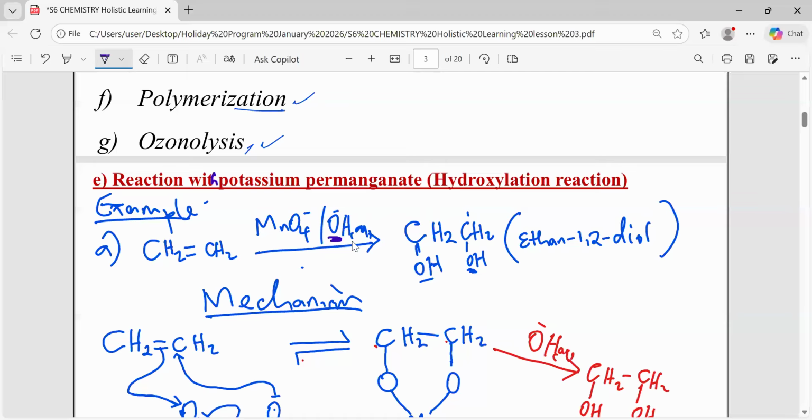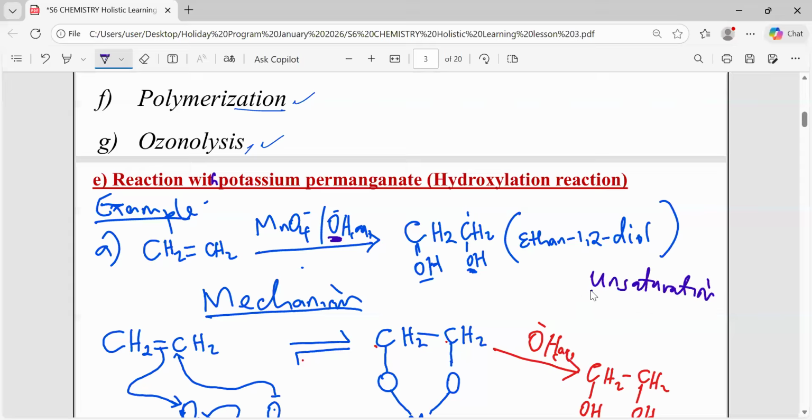We have used alkaline potassium permanganate here, and when we do that, we form diols at room temperature. And what is the observation? The observation is that the purple color of permanganate will turn to colorless. Initially, this permanganate is purple. When the reaction takes place to form a diol, it changes to colorless. And this reaction is used for testing for unsaturation.